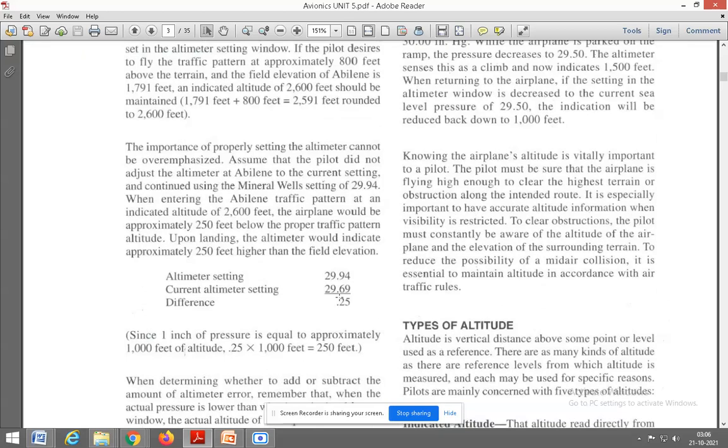See here, this is the altimeter setting value. While you are taking off, the altimeter value setup given by the tower, that is the control room, is 29.94. While you are moving, you will be getting the altitude value as 29.69. Then if you take the difference between these two, 0.25 will be the difference value, which is nothing but the error. Okay, error value in the altitude.